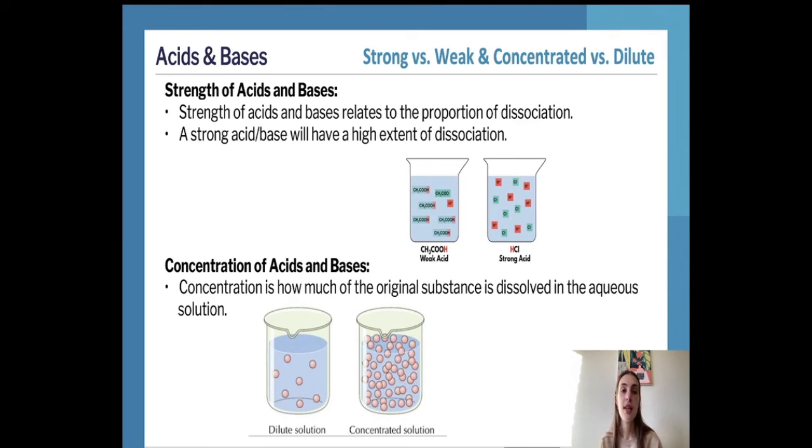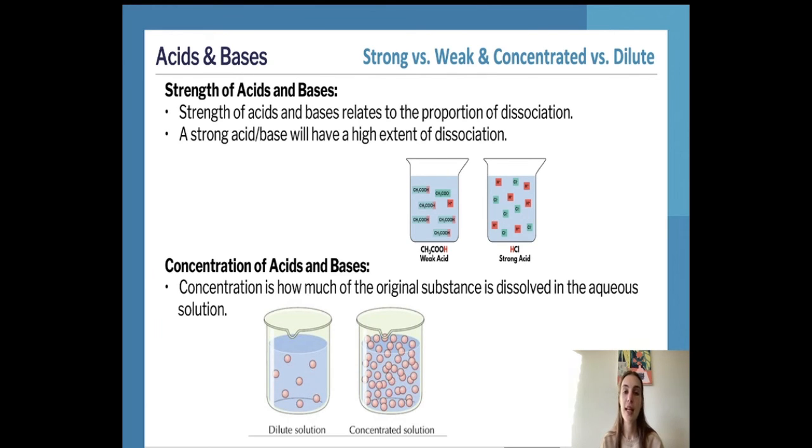And so when we consider the strength of acids and bases, we need to consider this concept of strong and weak versus concentrated versus dilute. So we can have strong acids, and you may think a strong acid is the same as a concentrated acid. But as a matter of fact, they are very different, because strength of an acid and base is going to relate to the proportion of dissociation. So the amount at which those atoms have split.